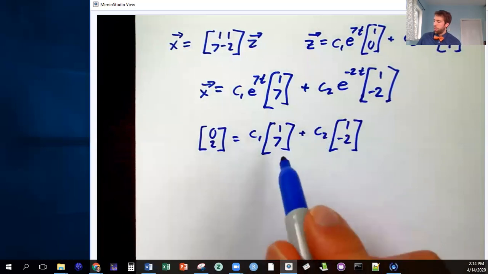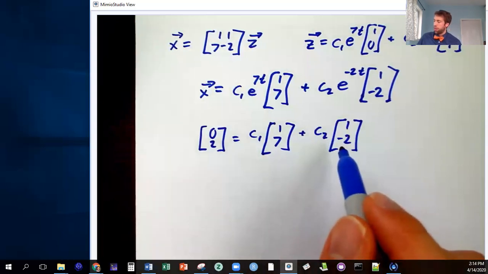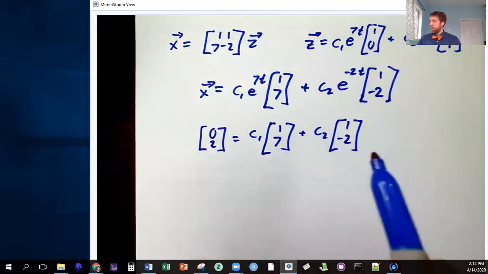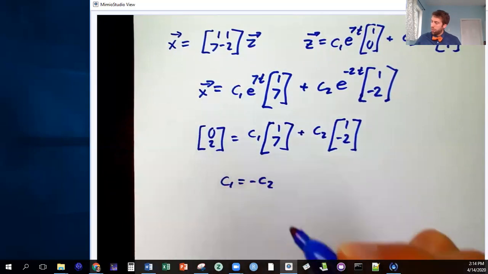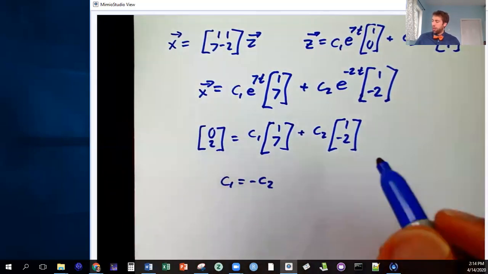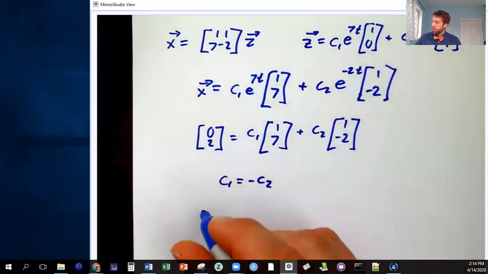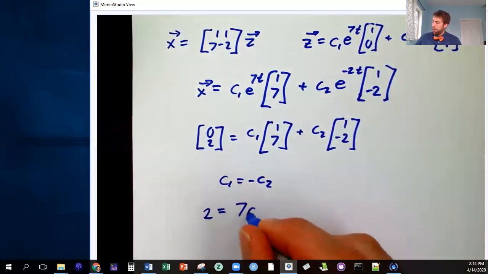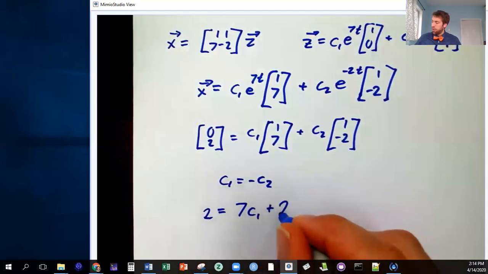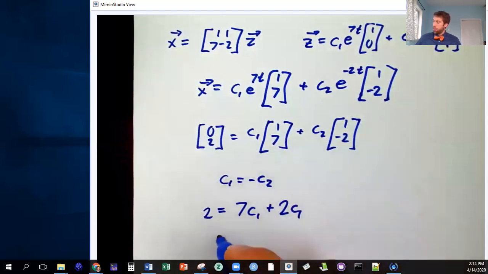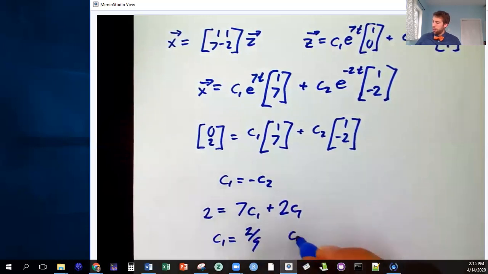to be opposites of each other, and 7 times one of them minus 2 times the other will give you 2. And so then the top row gives me that c1 equals negative c2. And so then the bottom row gives me that 2 equals 7c1 minus 2c2, which is really just plus 2c1. So c1 equals 2/9, and c2 equals negative 2/9.